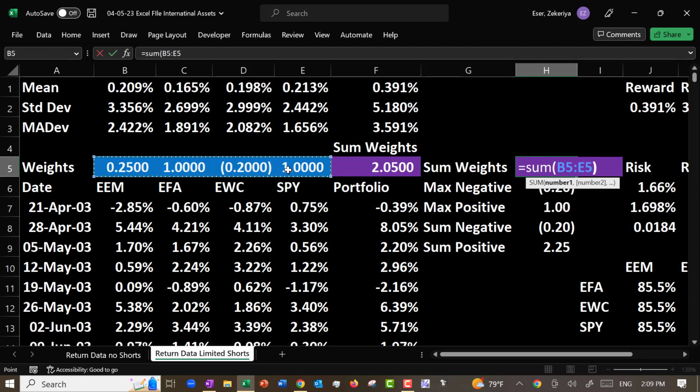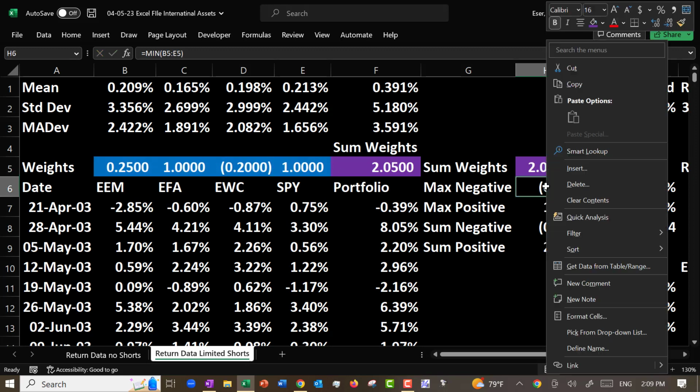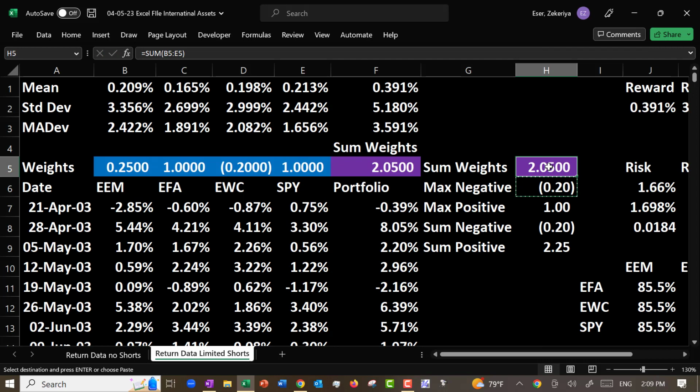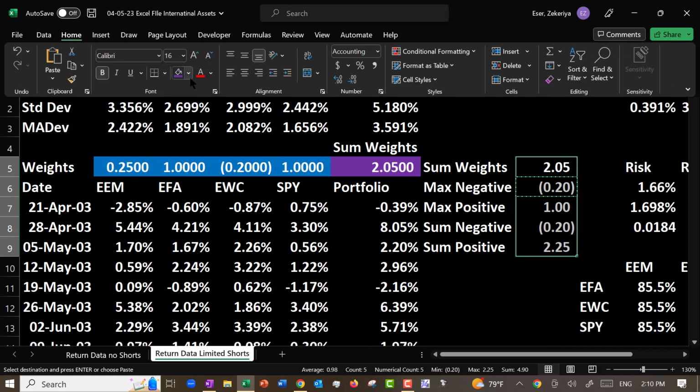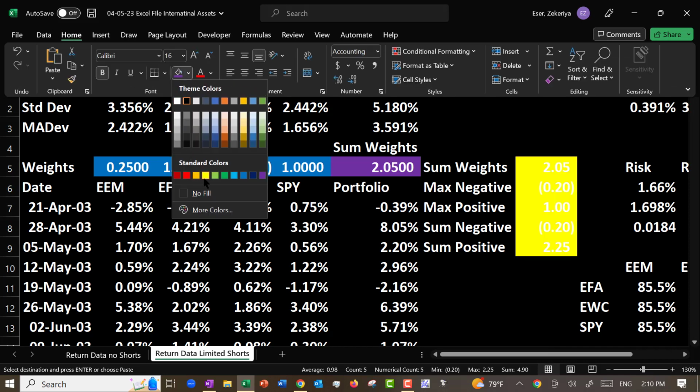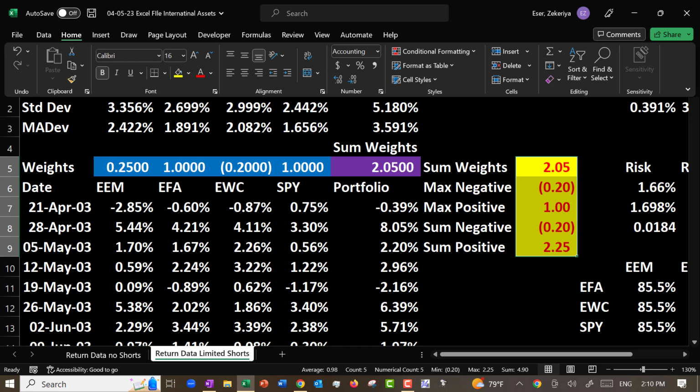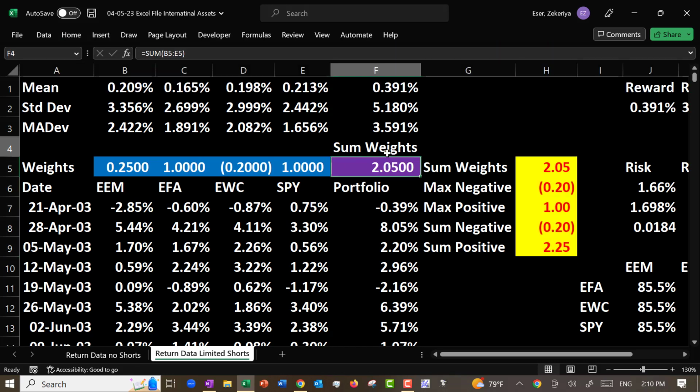Copy. I'm going to have these different colors. Maybe yellow and red. Okay. I don't have to worry about these.